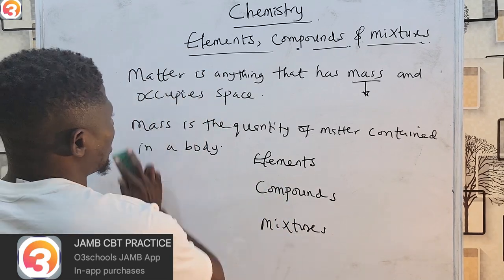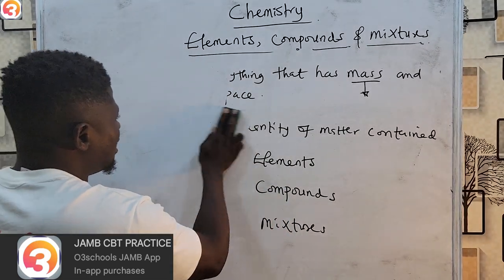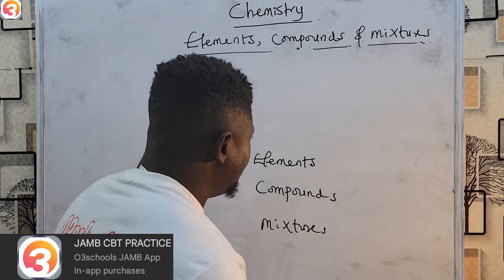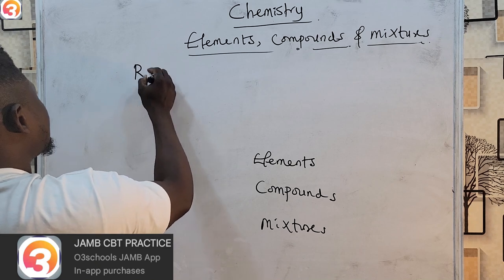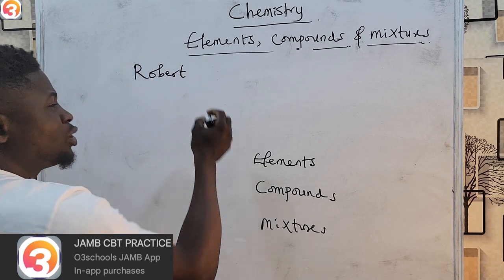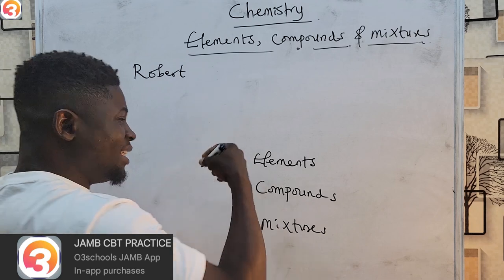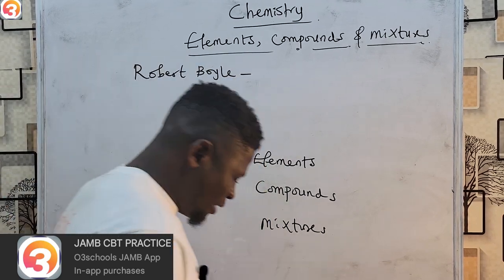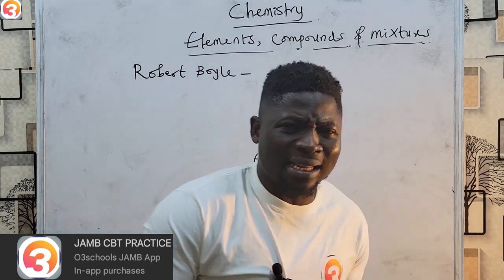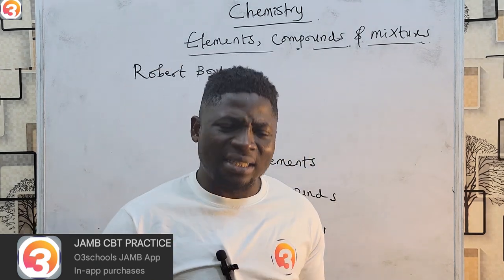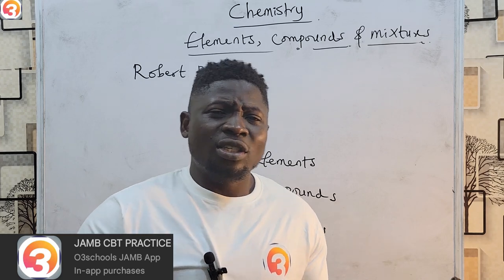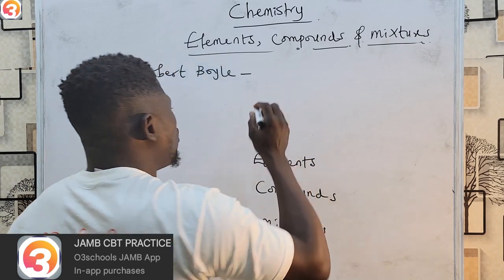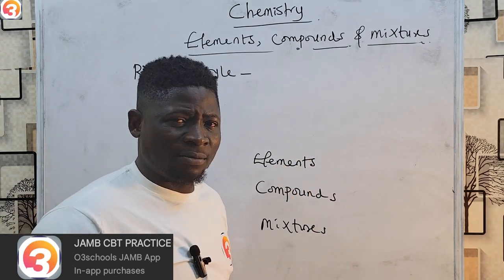So the first one is elements. What is an element? Robert Boyle defined element. Maybe ask this question: who gave a definition of element? Robert Boyle defined element as a substance which cannot be split into simpler units by any chemical means, right?